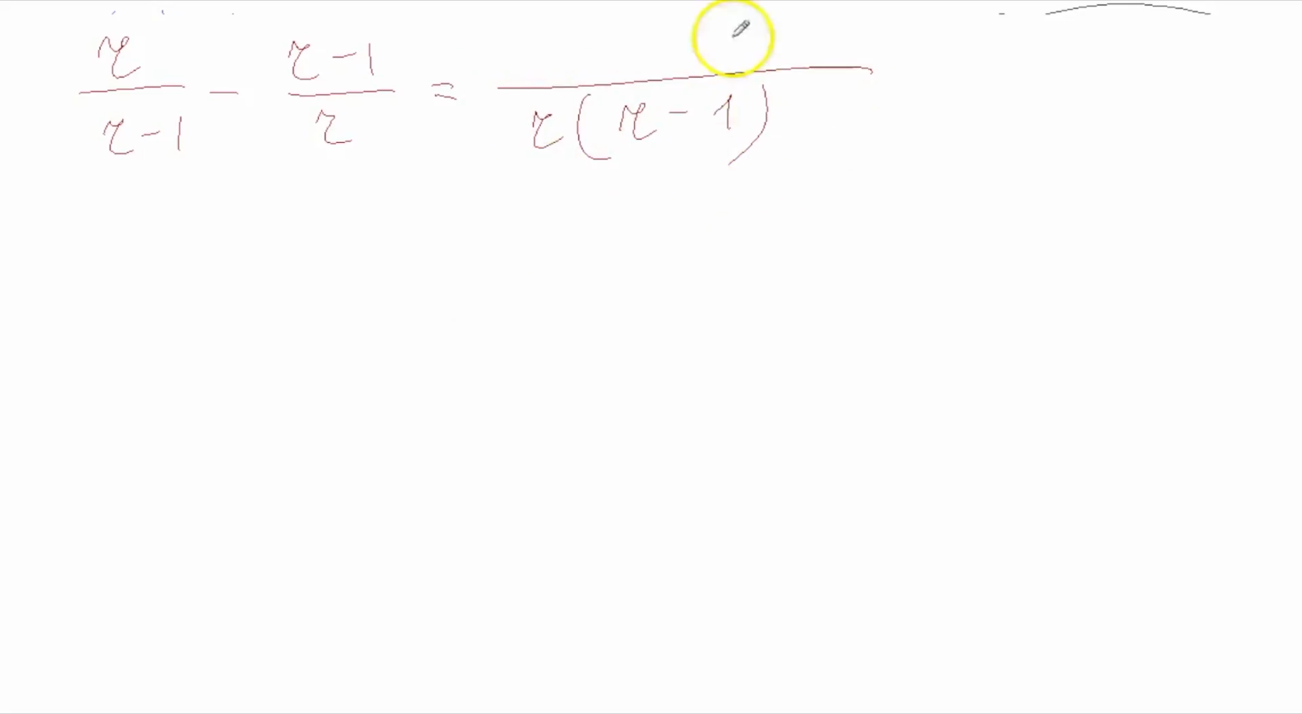R, what are you doing? What are you doing? r over r minus 1 minus r minus 1 over r. So your common denominator, r(r minus 1). And we're not going to distribute this because we're required to give it in the simplest form, to give that one fraction in the simplest form.